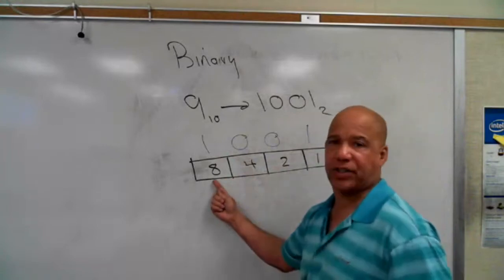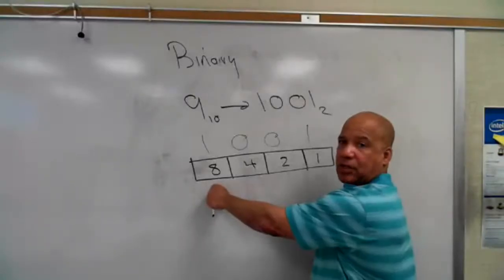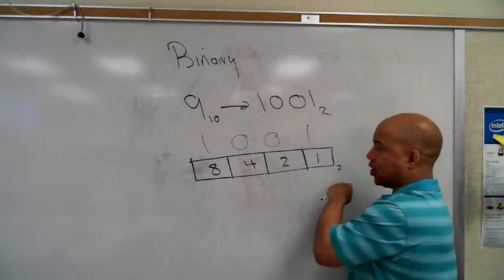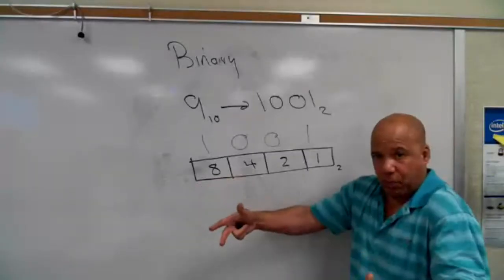I always start with the largest one. So if I gave you, I don't know, like when we did 12, we came over here to the 8 first because there's an 8 in the 12. So I know I need an 8. Then I need a 4, so everything else was a 0. So start with the leftmost, the biggest weight first.